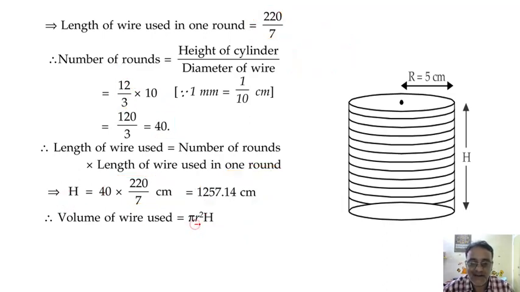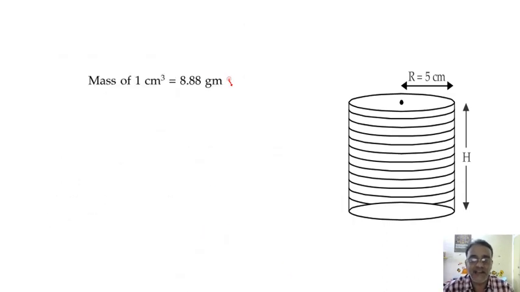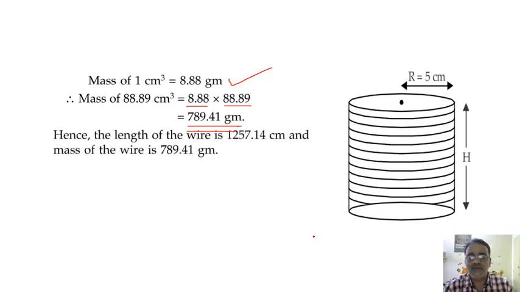So 22 upon 7, what is the radius, 3 by 20, so 3 by 20 squared into 1257.14. If you solve all this, we'll get approximately 88.89 centimeter cube. And the mass of 1 centimeter cube is given in the question, that is 8.88 gram. So the total mass will be 88.89, the volume in centimeter cube, into 8.88, so approximately we'll get 789.41 gram. Hence the total length, that is capital H, is 1257.14 centimeter and the mass of the wire is 789.41 gram. Any doubt in this question?